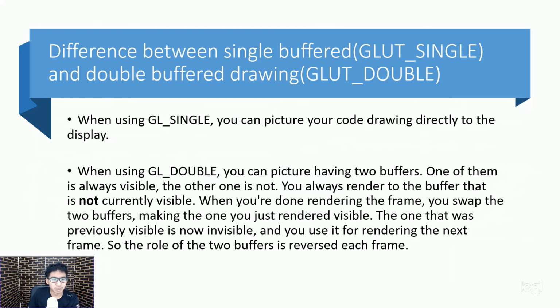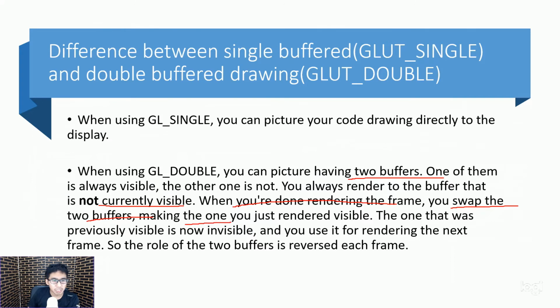When using GL double, you can picture having two buffers. One of them is always visible, the other one is not, so it's something at the back. You always render to the buffer that is not currently visible. When you're done rendering the buffer, you swap. That's why you're using swap buffers.